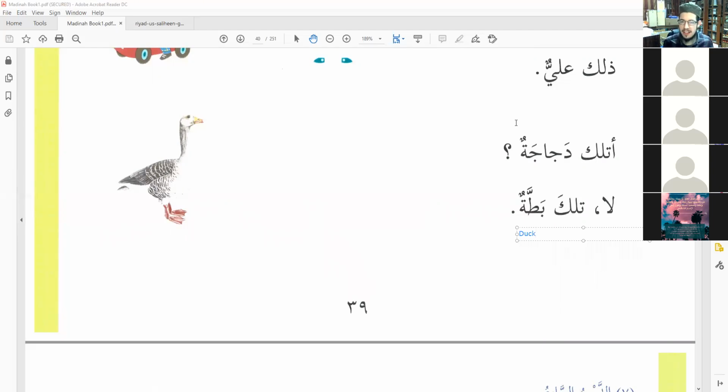If you're laughing at that, you'll laugh even harder when you learn what the word for quack is, because it's basically batita, batitatul batta, and it becomes kind of a tongue twister if you try to say that the duck is quacking. Atilka dajajatun. Dajaja is specifically a hen, but yes, a chicken. And so now we're getting some animal ID in here, and battatun is a new word for us. Very good.